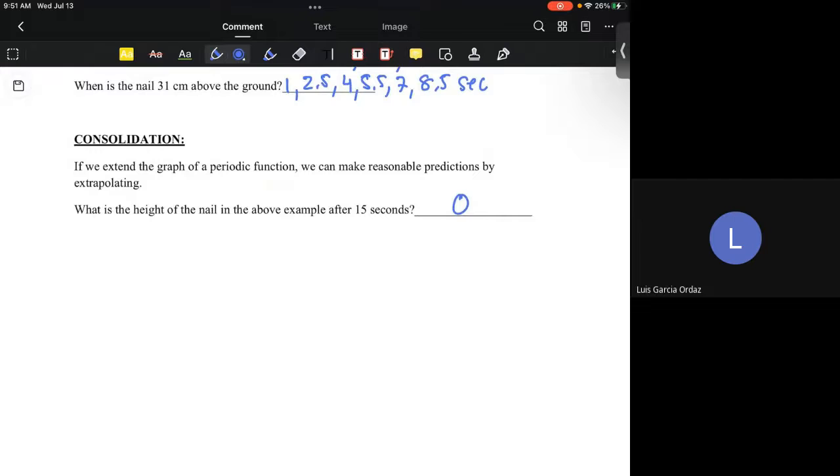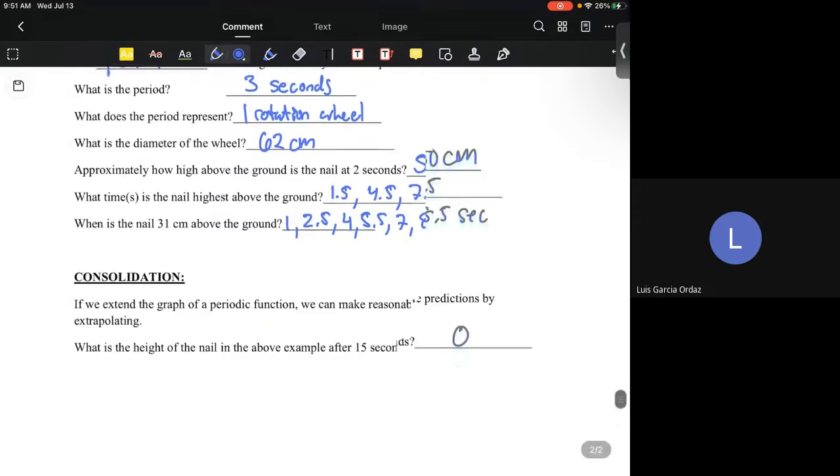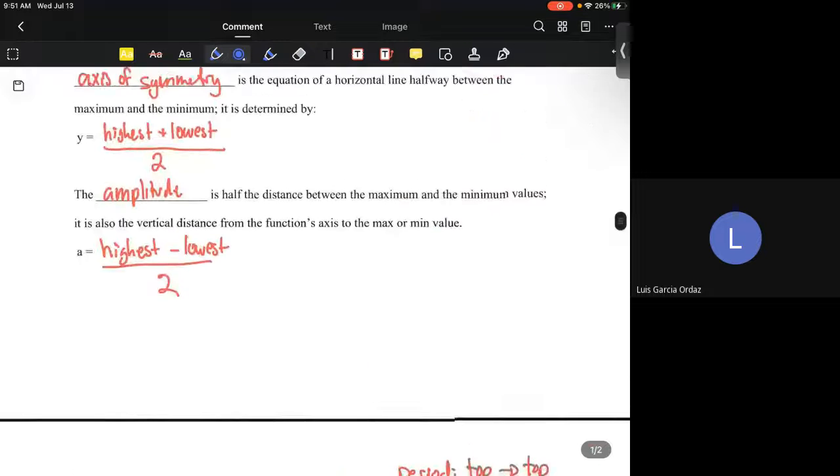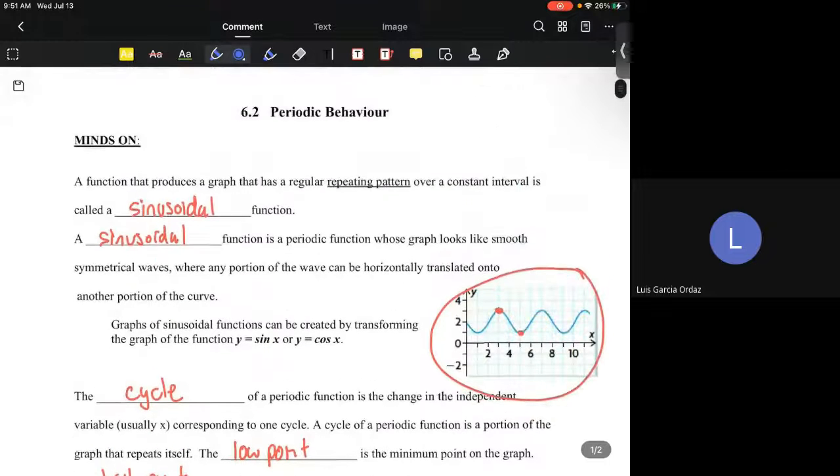Okay, so this is just a quick lesson on a period. So remember, periods go from top to top or bottom to bottom. The axis of symmetry is found by adding the highest and the lowest and dividing by 2. And to find the amplitude, it's the highest minus the lowest and divided by 2. Okay, so what we're going to work on next is we're going to figure out what a sine function actually is.